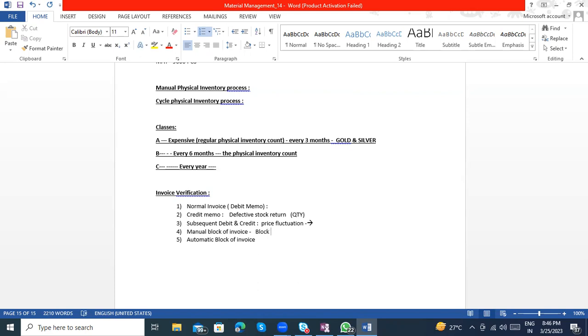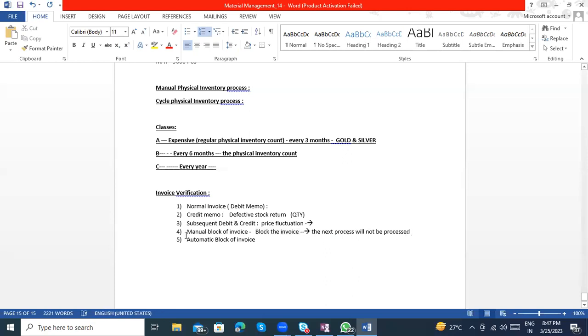What will happen if it is a blocked invoice? Okay, the next process, what is the next process? That will not be processed. The next process will not go ahead. That means if I block the invoice, then the next process, which is the payment, will not be processed. Again, if I unblock the invoice and release it, then payment will be processed.